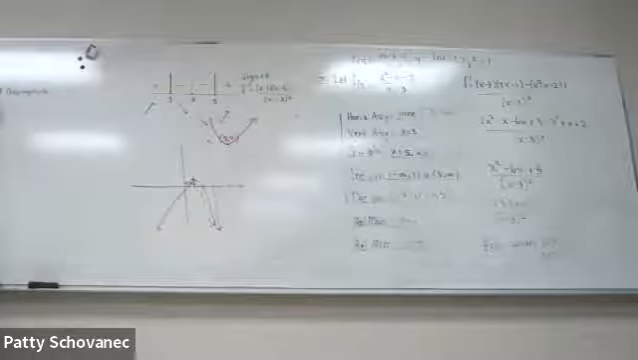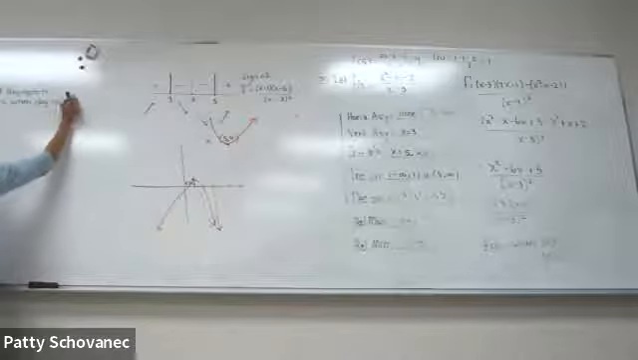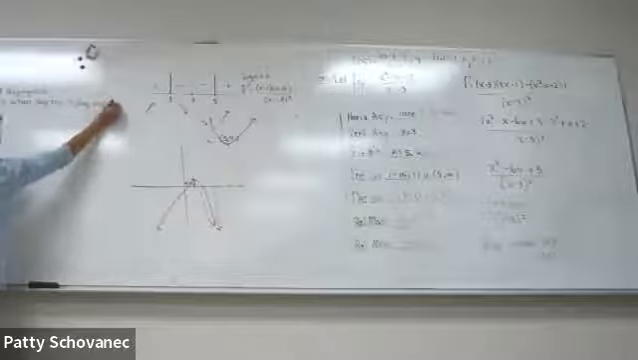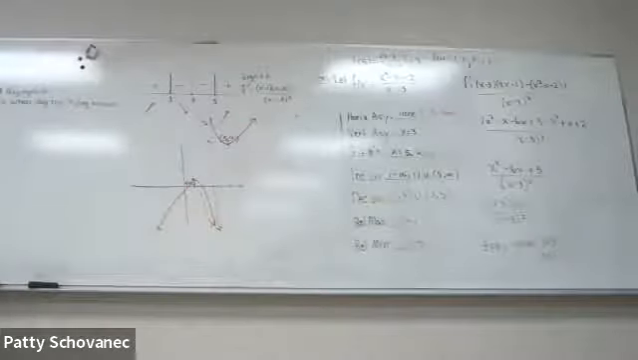Slant asymptote occurs when the degree on top is strictly bigger than the degree on the bottom. If the degree on top is just 1 bigger than the degree on the bottom, then you'll have a line as your slant asymptote. If the degree on top is higher by more than 1, then you'll get some sort of other graph.